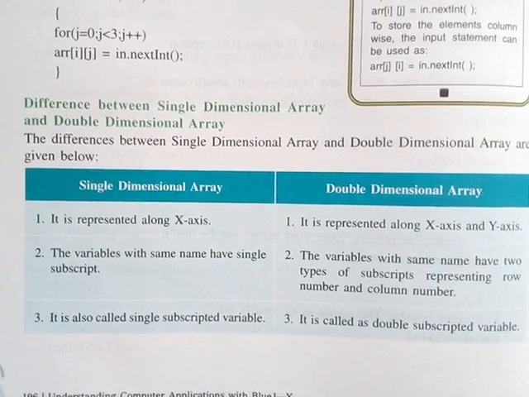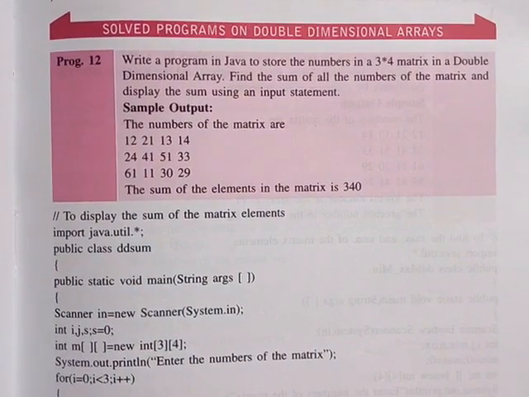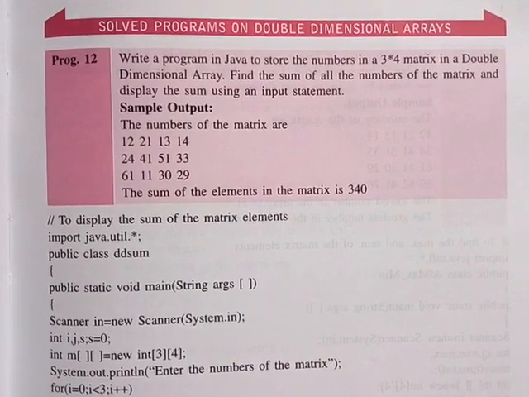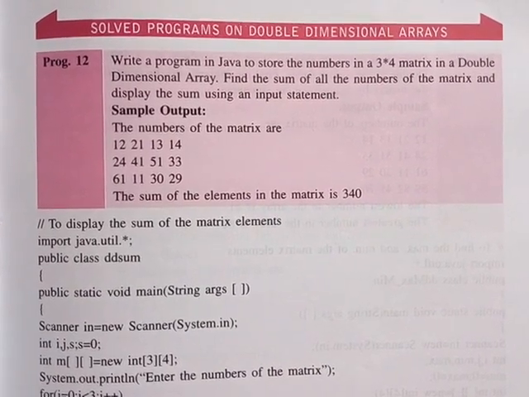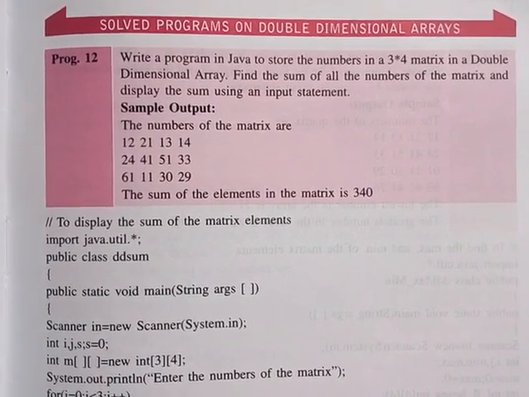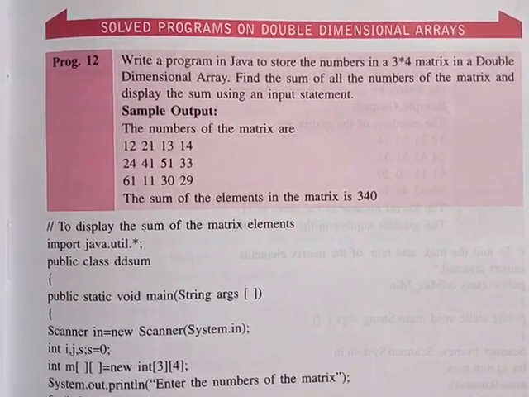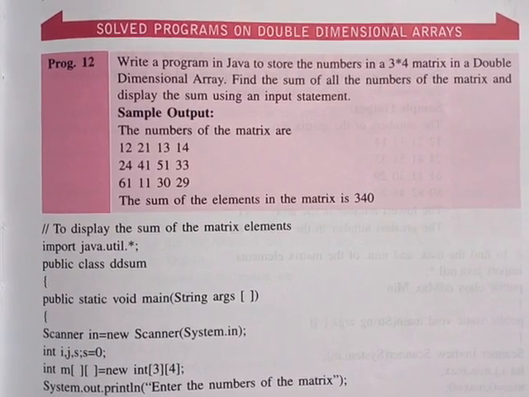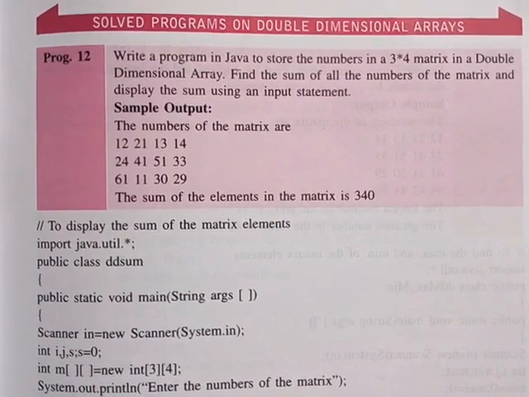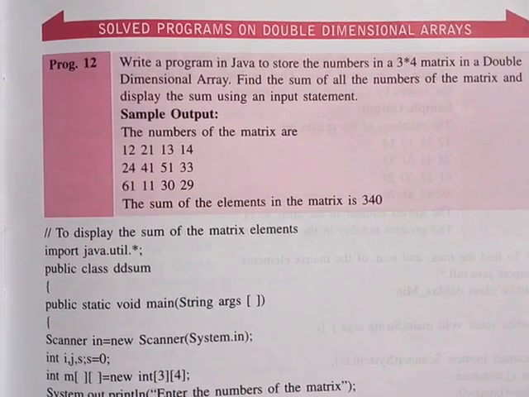Okay, now we will move to the programming. Okay students, now read this program or problem. Solved programs on double dimensional arrays. Program number 12 from your book. Write a program in Java to store the numbers in a 3 into 4 matrix in a 2D array. Find the sum of all the numbers of the matrix and display the sum using an input statement. That is a very easy program. First we have to enter those values in the 2D array, then find the sum of all the numbers of the matrix.